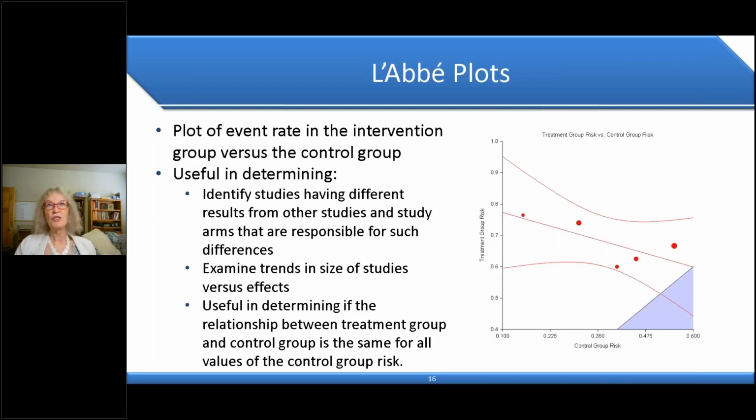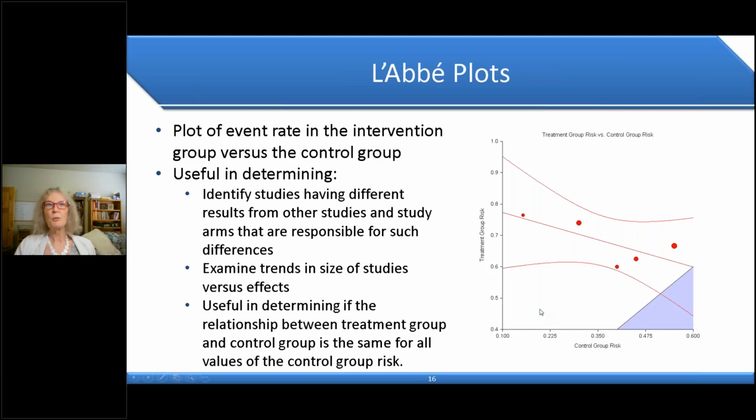Another one, which you can't find in Cochrane, but most other statistical programs will give you, are what are called L'Abbé plots, and they come in different flavors. But the idea is basically to plot an event rate in the intervention group versus a control group. There are a lot of different things you can get out of this. One of the things is you want to identify strange studies, in other words, results that are vastly different from other studies. Maybe you have 3 or 4 different groups, and maybe it's just one particular group in a study that's causing an issue. You can investigate that.